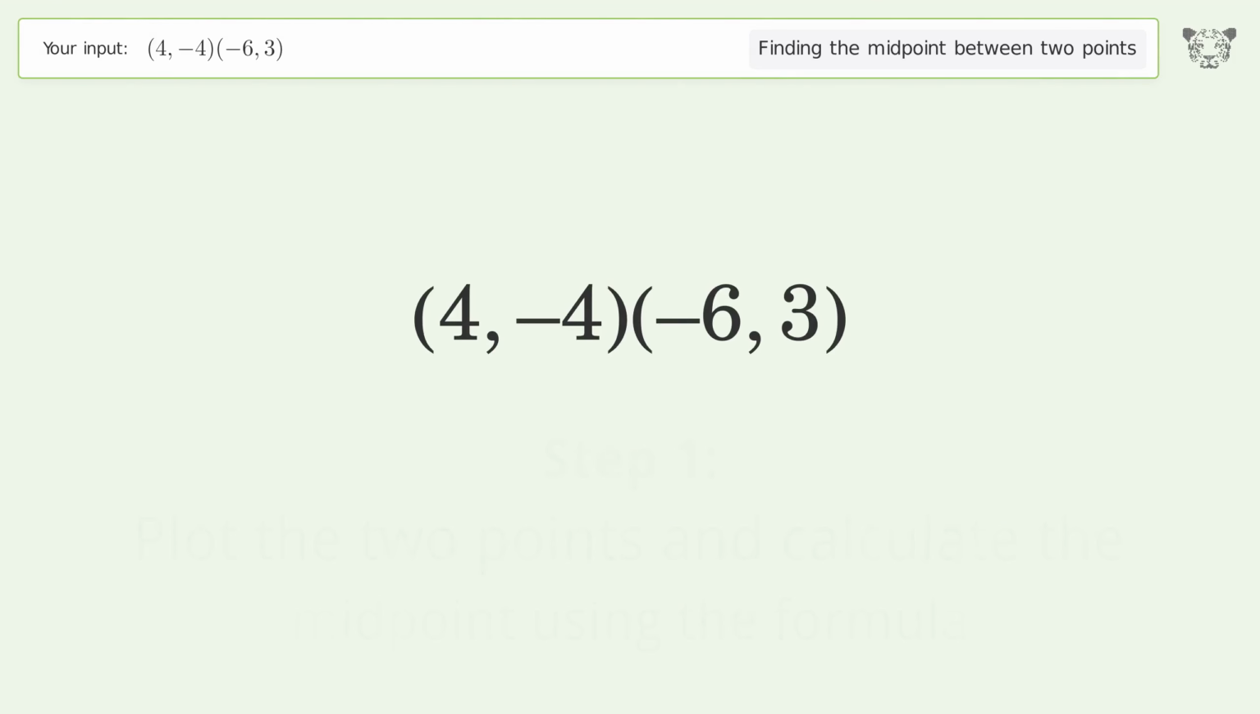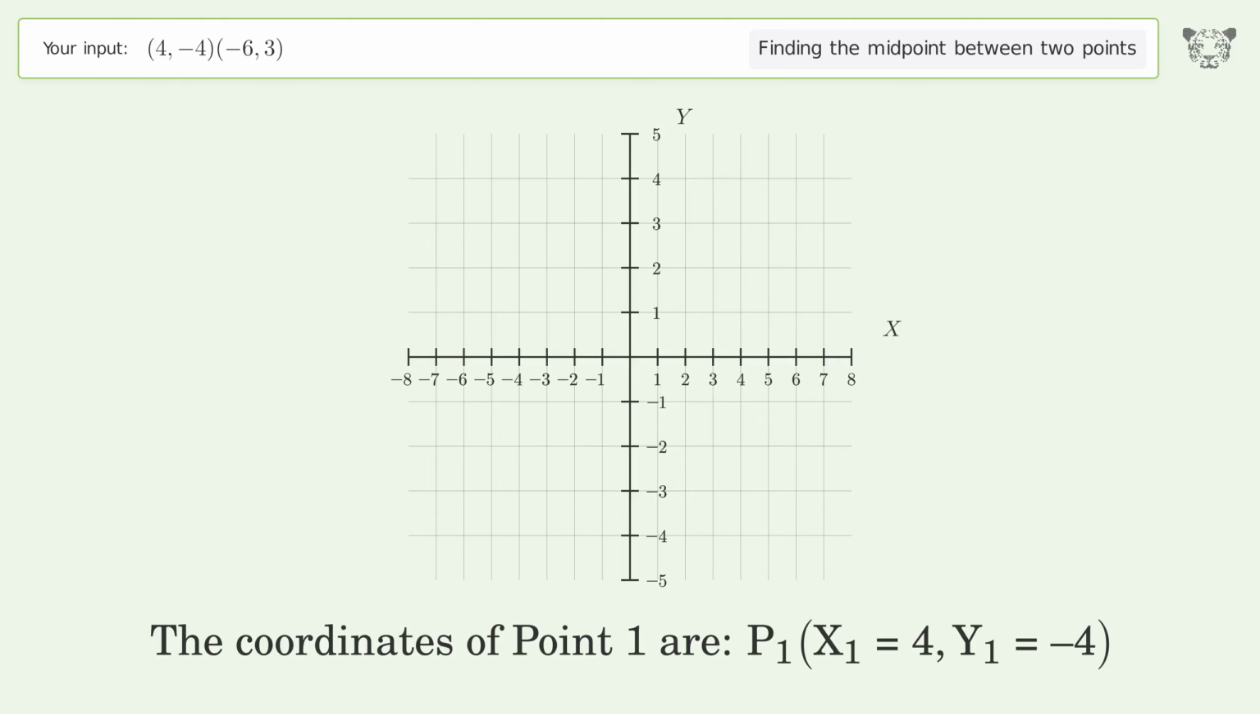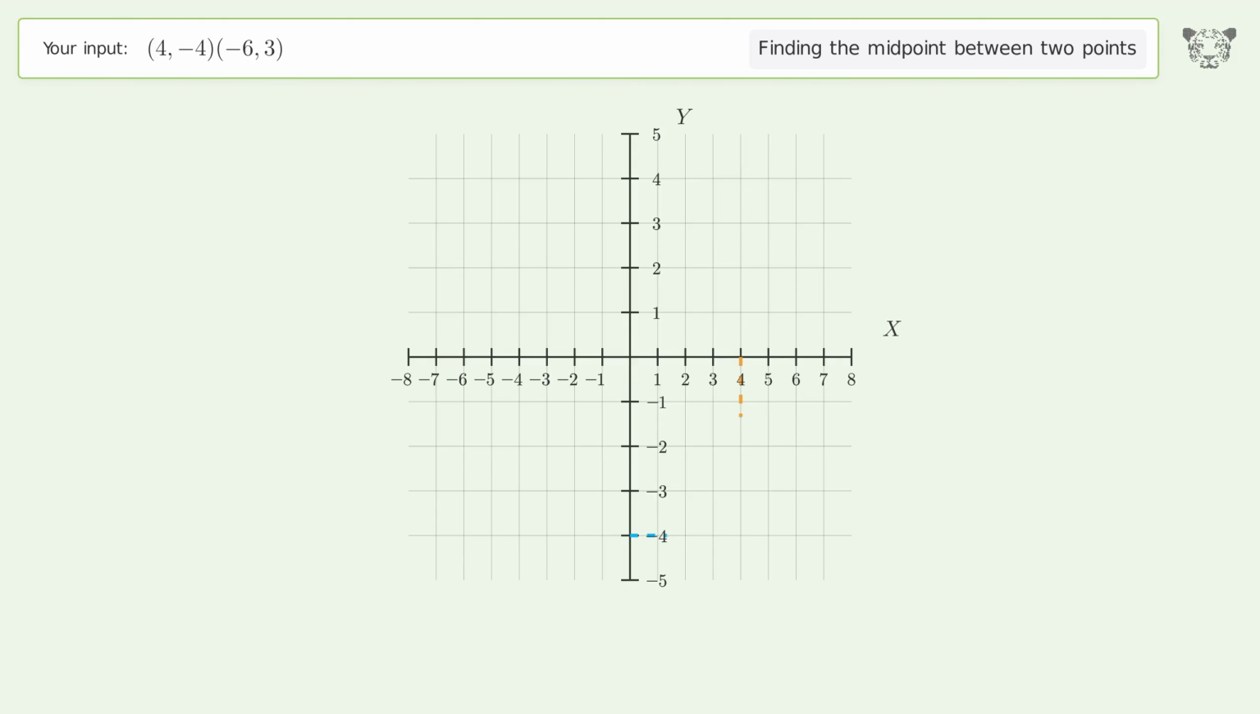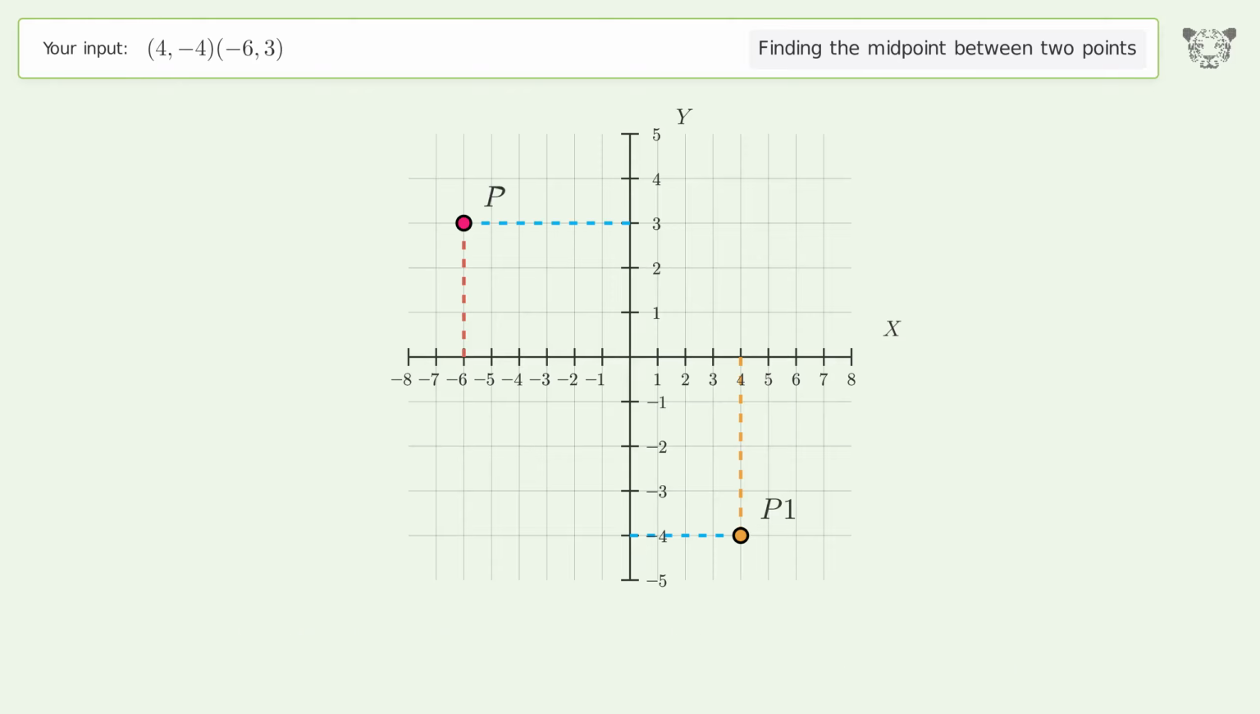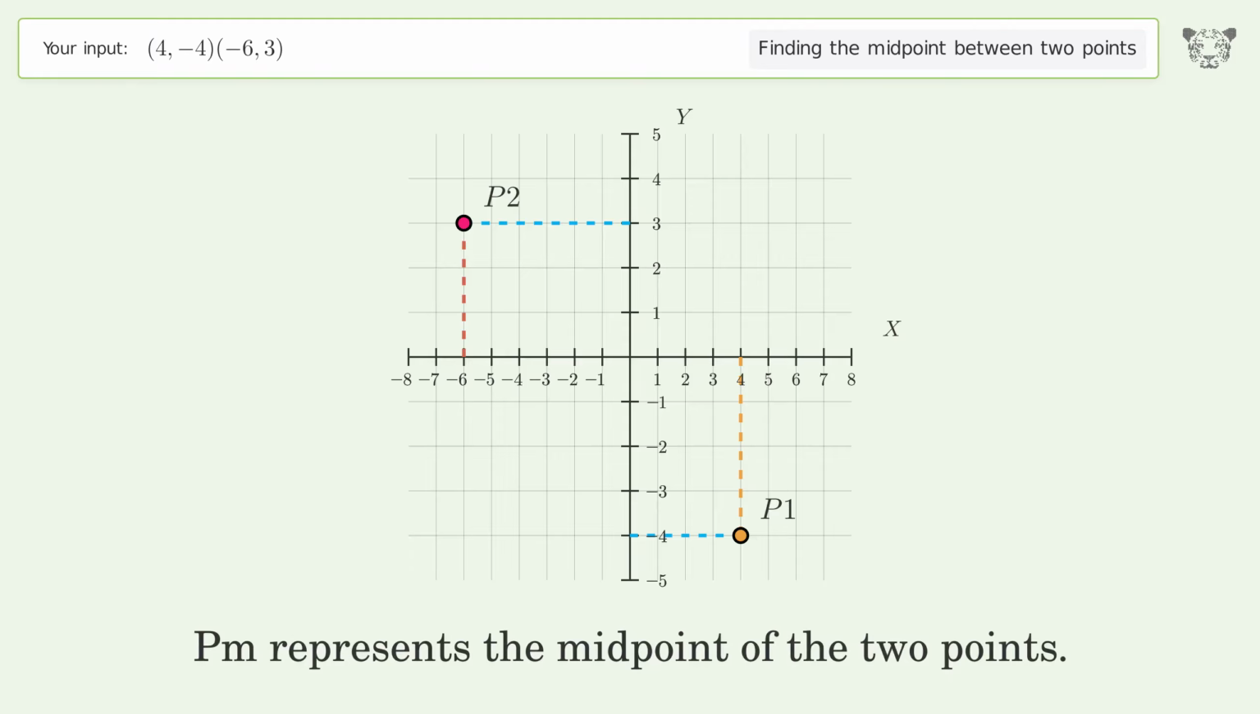The coordinates of point 1 are x1 equals 4, y1 equals -4. The coordinates of point 2 are x2 equals -6, y2 equals 3. PM represents the midpoint of the 2 points.